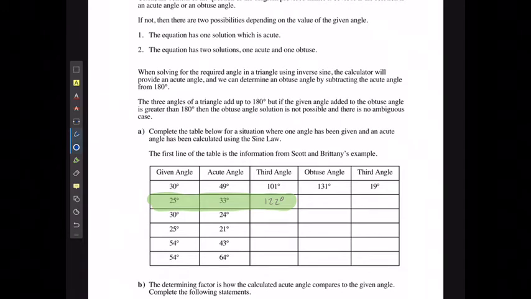At the same rate, if I took the obtuse version of this acute angle, it's going to give me 147 degrees. If I take the 25 plus 147 and subtract that from 180, I'm going to get 8 degrees, which means that now I have a second possibility. I can say that it's going to be 25, 147, and 8.